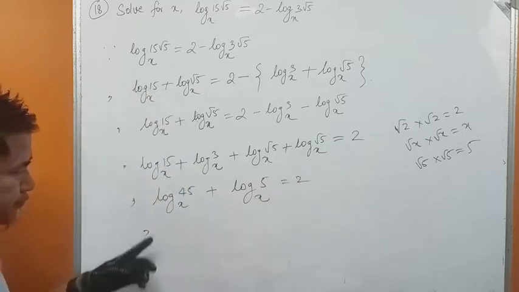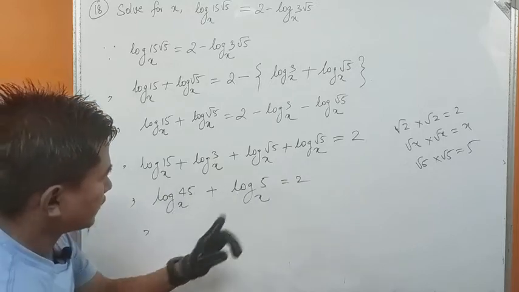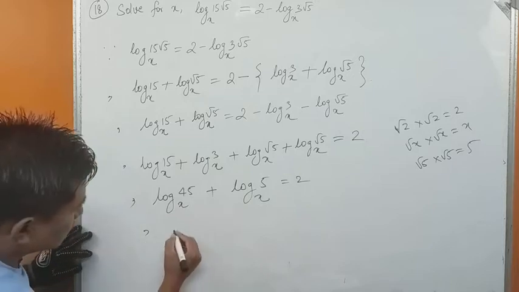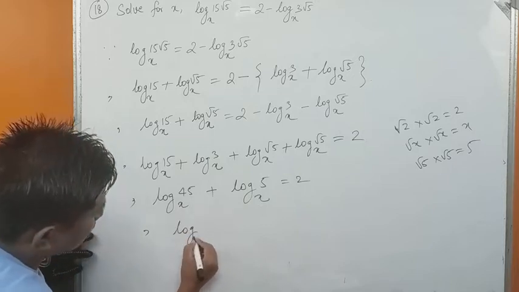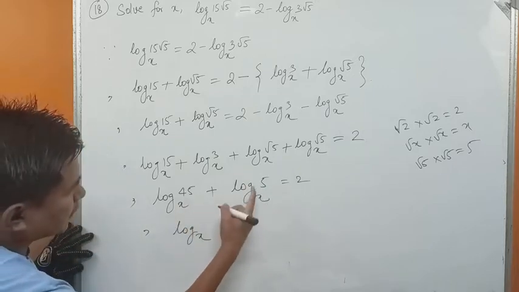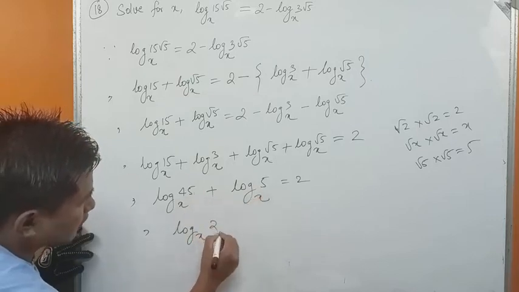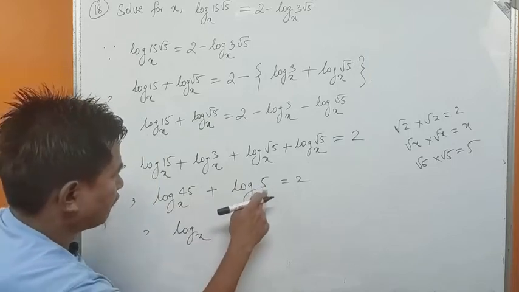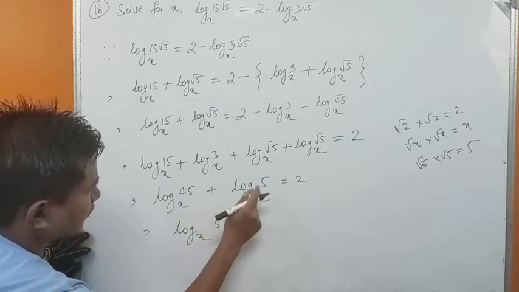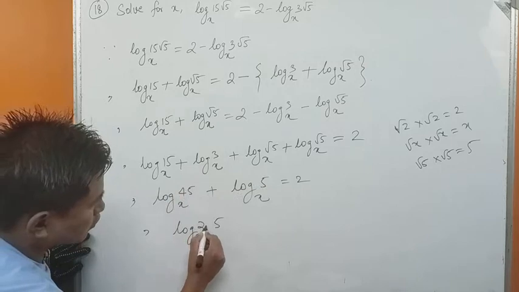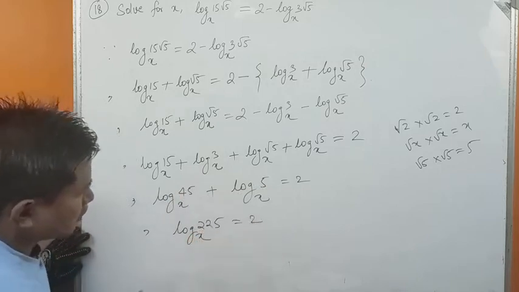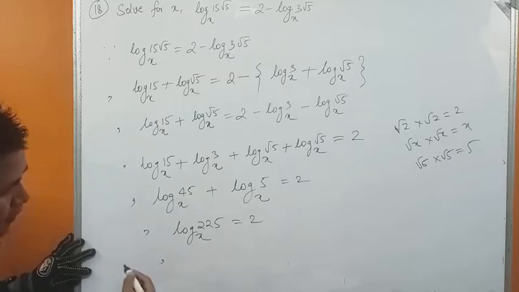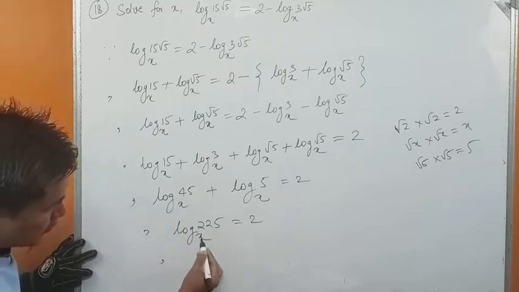Now we have log m plus log n again, isn't it? Same base x, base should be equal. This means log to the base x of 45 into 5. So 5 5s are 25, write 5, 5 4s are 20 plus 2 is 22, so 225, equals 2. Now this is a logarithmic equation. Let us convert this into exponential form. So log 225 to the base x equals 2.